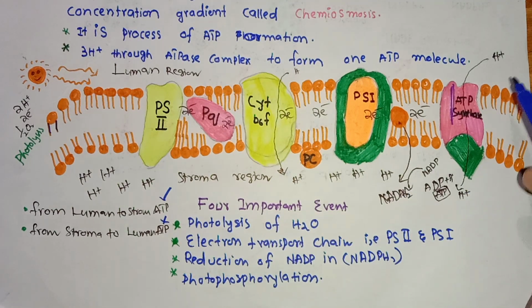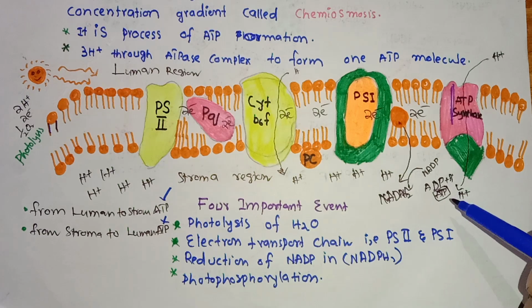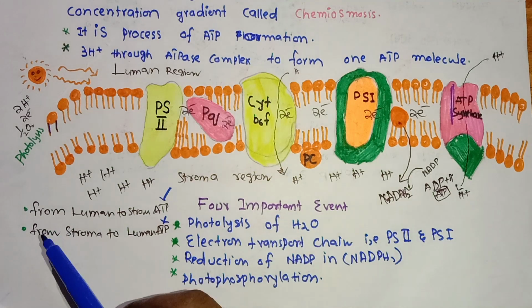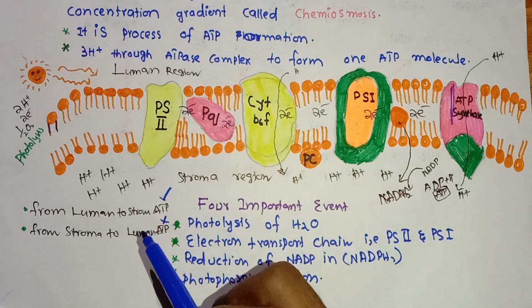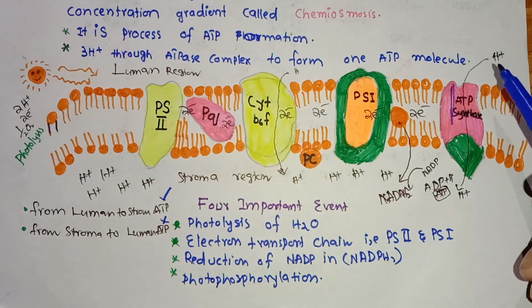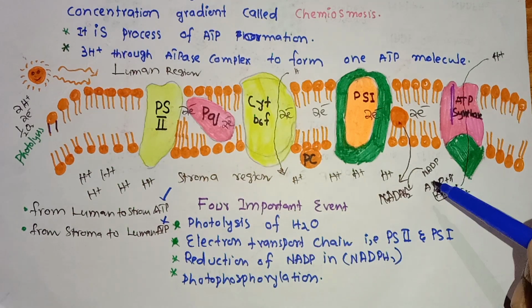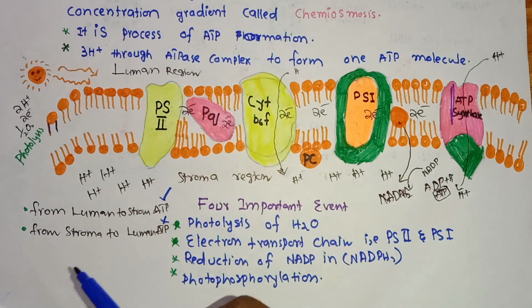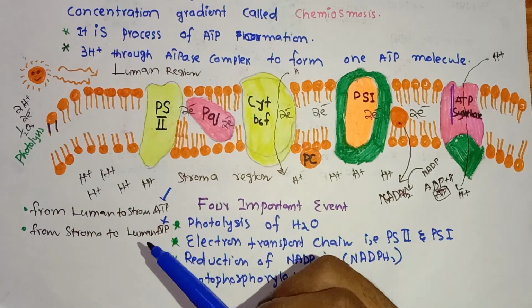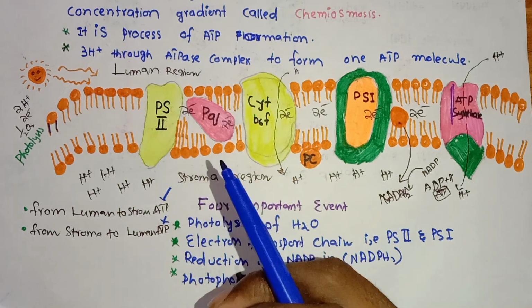Now as the hydrogen ions come to the stroma region, ADP is there and one inorganic phosphate is there. It forms ATP. So it is an active transport. Now here from lumen to stroma it makes ATP. When the hydrogen ions come from the lumen to the stroma region they form ATP, but from stroma to lumen it doesn't form any kind of ATP molecule. So this is about the chemiosmosis process.